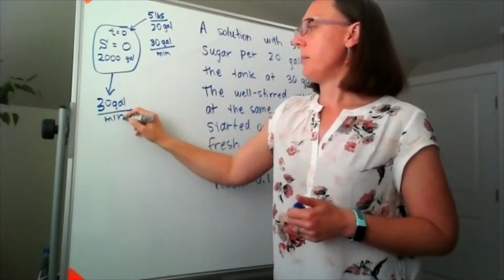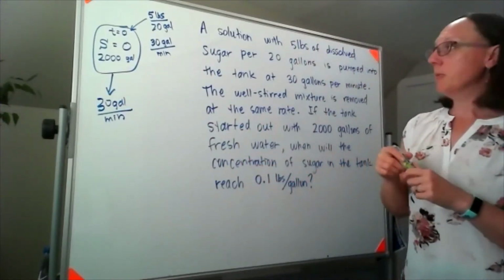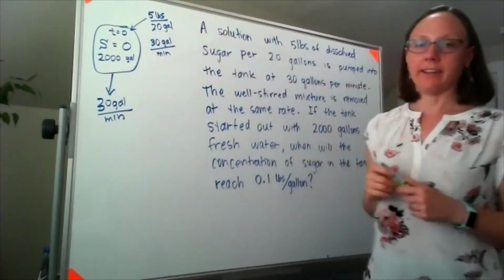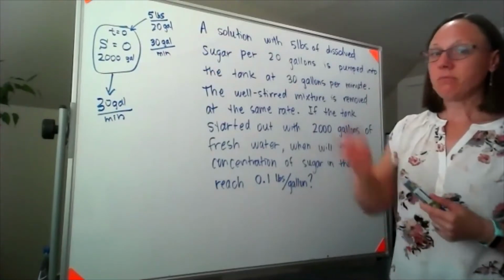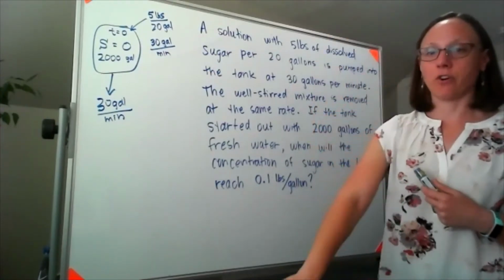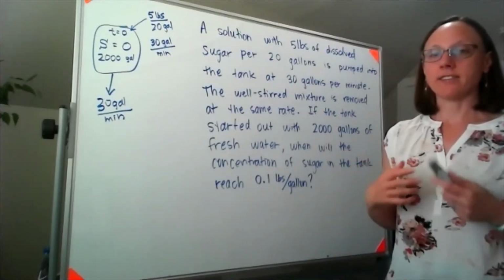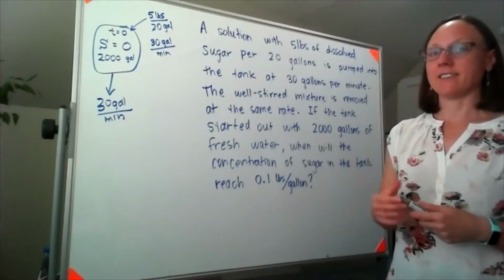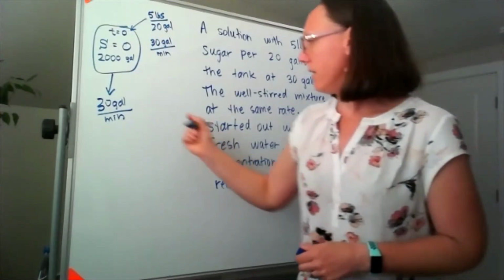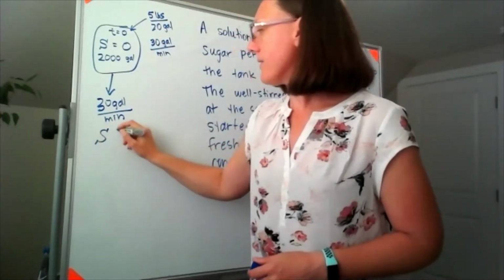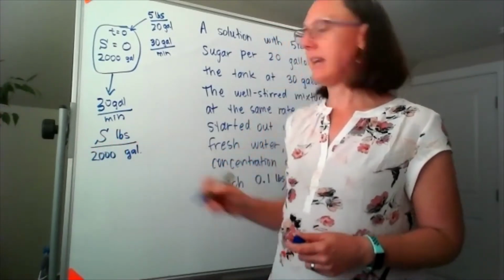per minute. And in terms of the concentration in the tank, or our pounds per gallon, S represents the pounds of sugar. And if I've got 30 gallons coming in and 30 gallons going out, then the volume in the tank is not changing. So that concentration of sugar in the tank is going to be S over the 2,000 gallons. So S pounds of sugar per 2,000 gallons in the tank.